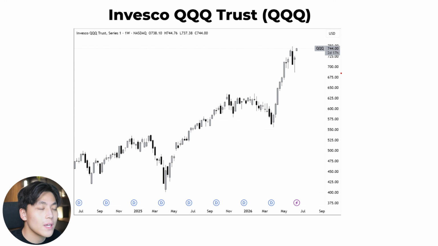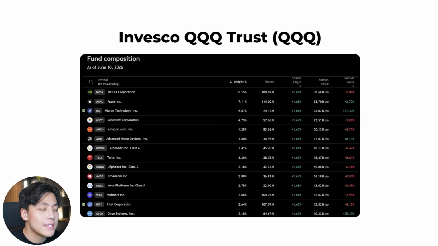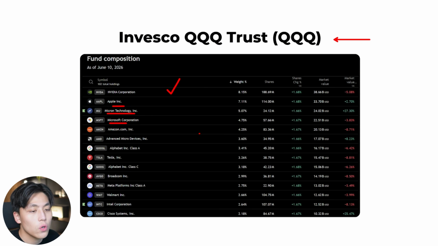QQQ, which is holding 100 of the biggest tech companies. This is heavily weighted on the tech sector. So the stocks that are within these tech names are the ones that we're going to be focusing on. As you can see, what we have here is a basket of stocks that are within the QQQ. Here we have the top biggest holdings of the QQQ. We have Nvidia, we have tickers like Apple, Micron, Microsoft, Amazon, AMD, Tesla, Google, Broadcom.